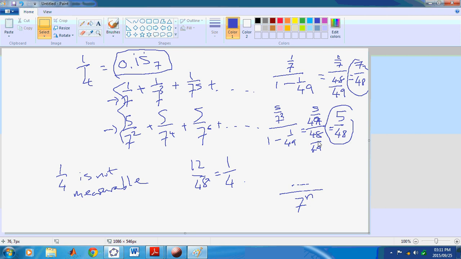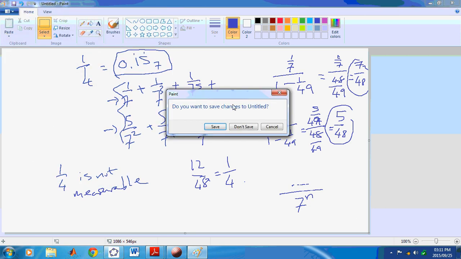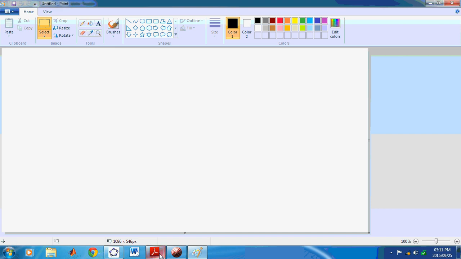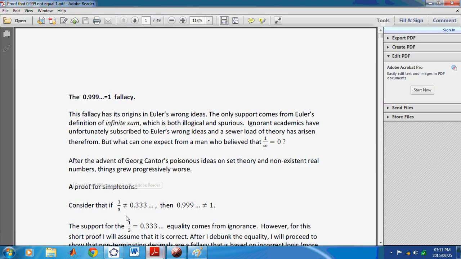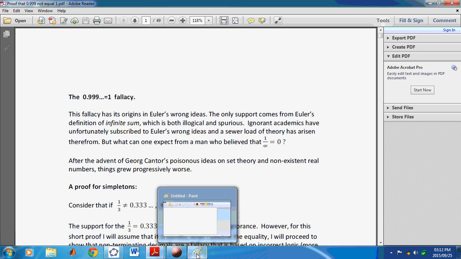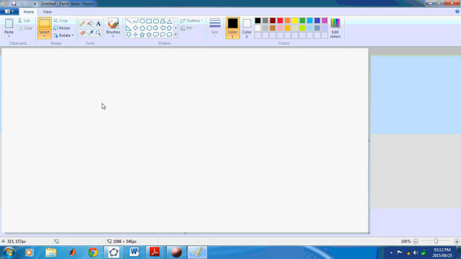So, let's first of all clear this. Let's go back to my document here. So now, what we have here is Euler, who believed that 1 divided by infinity is equal to 0. Well, you know, up till this day, most academics don't even understand what a fraction means.